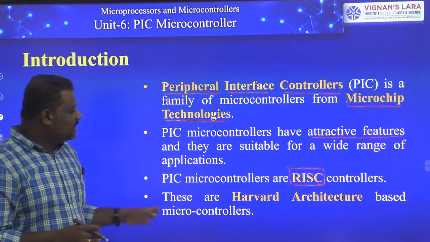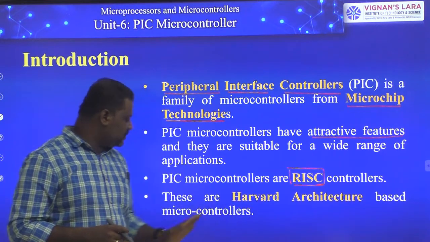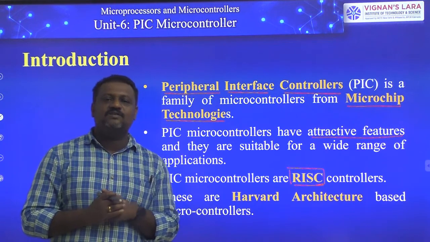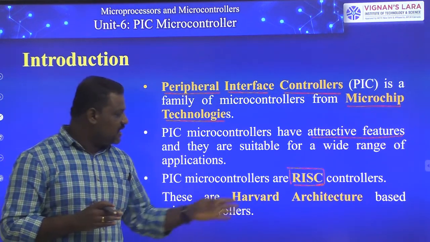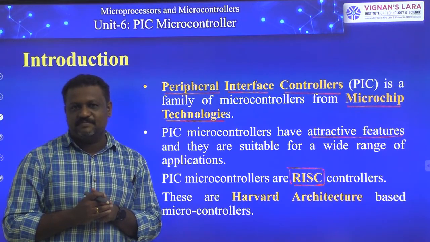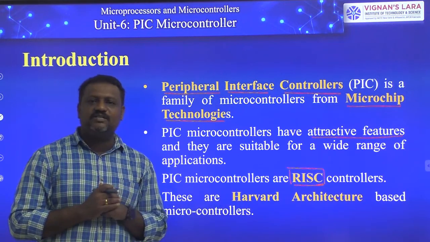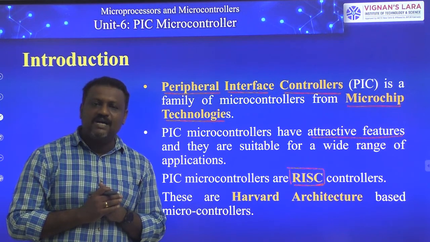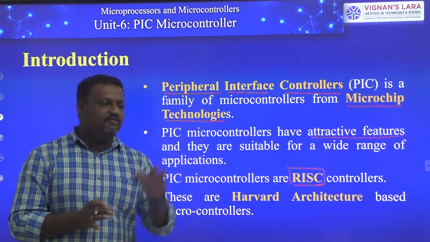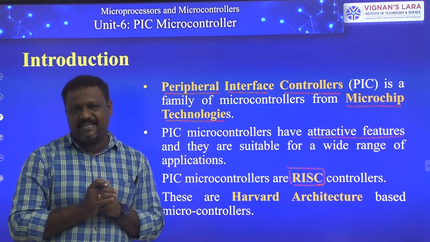And the next thing is, these are hardware architecture based microcontrollers. We classify our microcontrollers into two categories. One is Harvard architecture and the second one is Von Neumann architecture. So what is this Harvard architecture? In the case of Harvard architecture, there are two separate memories, one for code and another one for data.